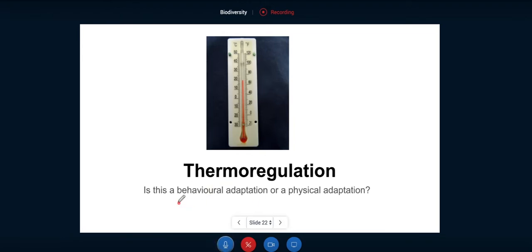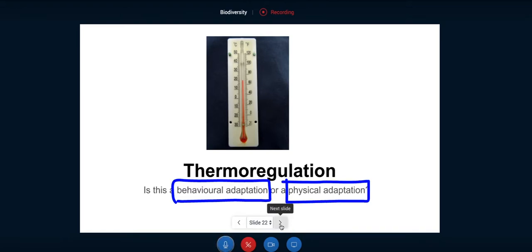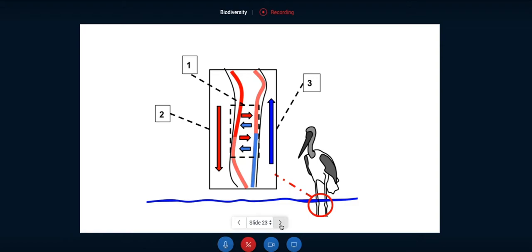Well, guess what? You're all right, because thermoregulation is actually a combination of behavioral adaptations and physical adaptations. And I'll explain to you in a moment what that means. So, look at my friend the pelican here, okay? This is a pelican and he is able to stand in a body of water. And him doing that is a behavioral adaptation, and he's cooling himself down by standing in the water. So that's actually a behavioral trait that the pelican has learned to be able to regulate its temperature.